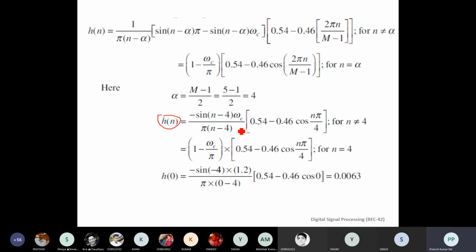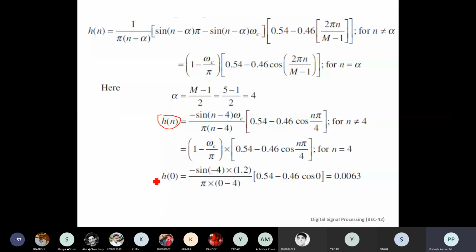The expression will be this value for n not equal to 4, after multiplying these two. If n is equal to 4, whatever the Hamming window function is there will be multiplied by 1 minus omega c by pi. That will be our h of n.